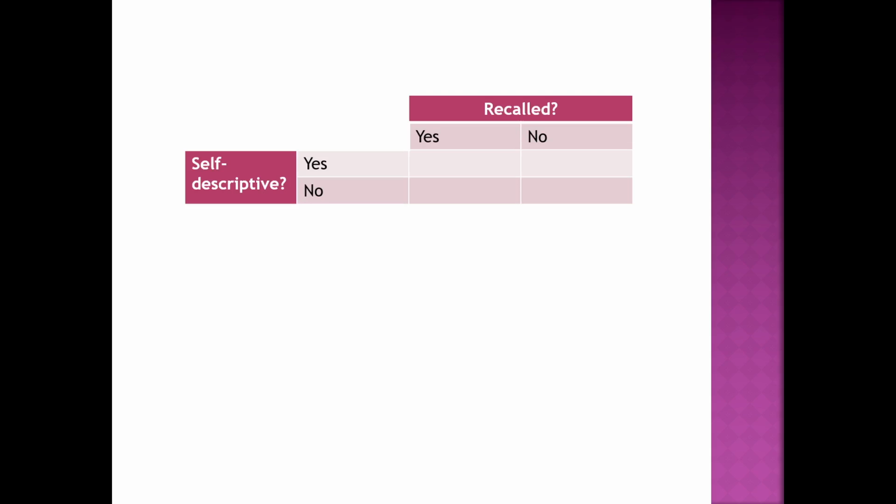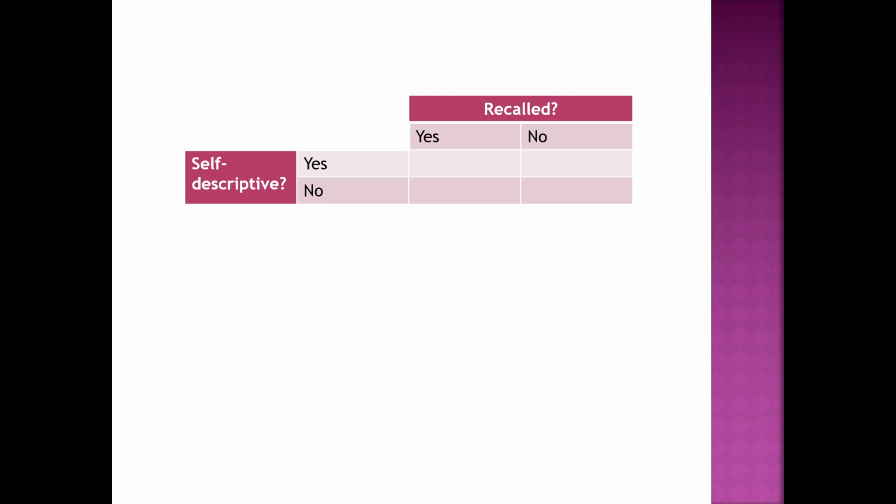Then you have the self-descriptives. Yes would be all the ones that were circled. No would be all the ones that weren't circled. What you're going to put in that top left box, so yes recalled, yes self-descriptive, would be all those words that you recalled that you had also circled the number for when we did the first pass. So just that little subset of I recalled it and it was self-descriptive goes in that little box.